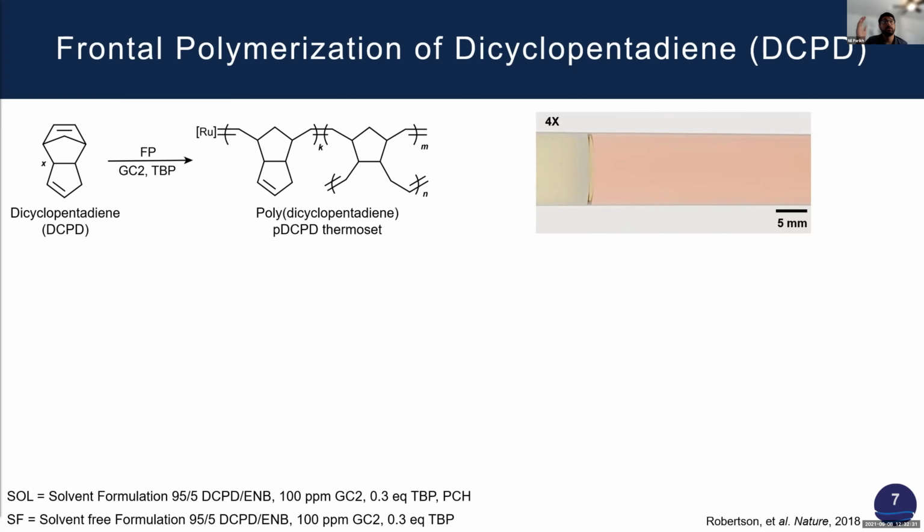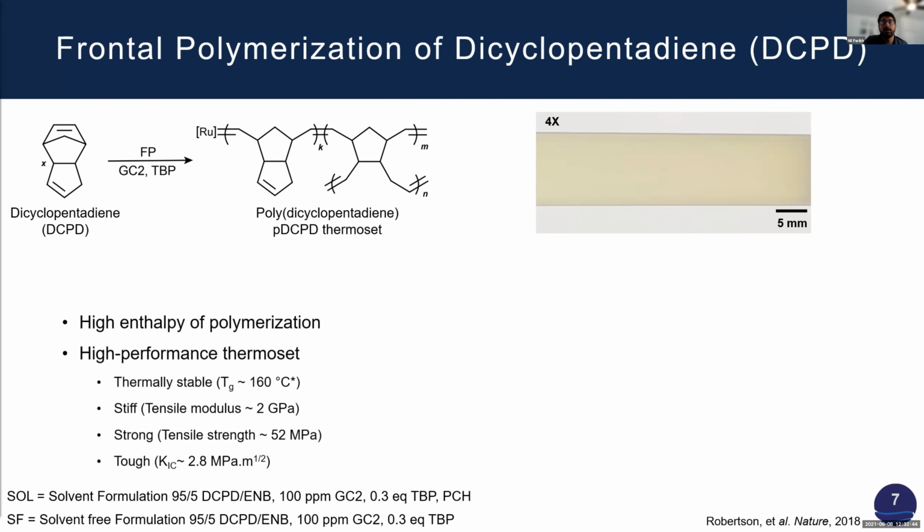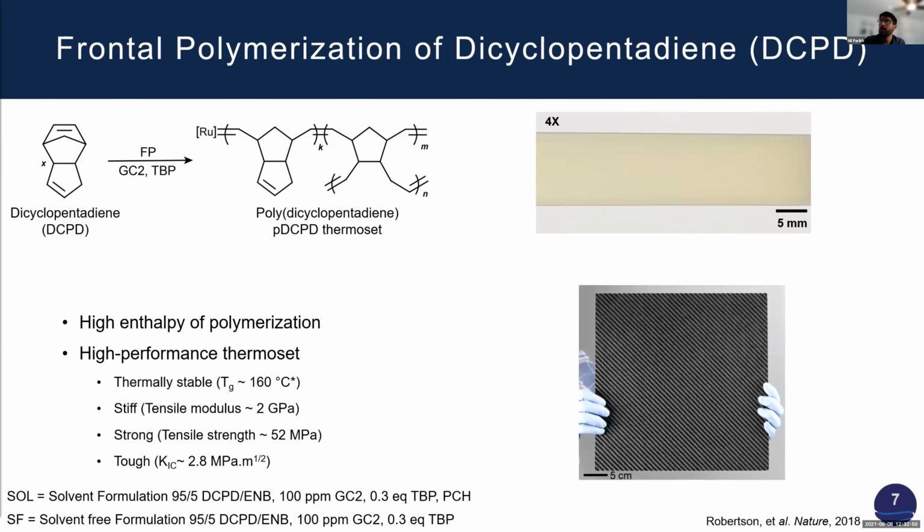And this process is actually quite interesting and well visualized in a test tube video shown on the right. A thermal stimulus is applied on the left end by a soldering iron, and you can see the conversion of monomer, which is the pinkish color, to the polymer, which is the yellowish hue that you see here. The process has a high enthalpy of polymerization, and it results in a high performance thermoset. And as I've previously shown, you can use it to fabricate these composite parts. This was for a fiber reinforced composite of around 51%.